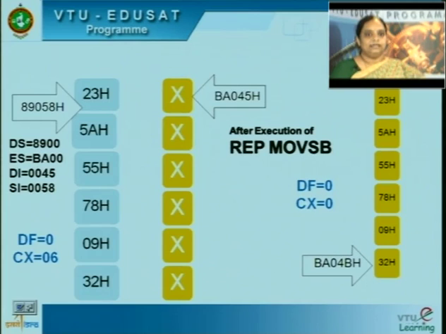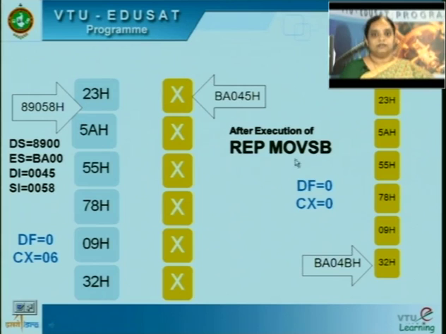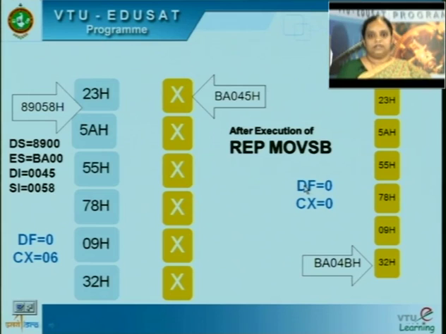So finally, the registers that are affected by MOVSB are SI and DI. Whenever you have this move string byte, the SI and DI are incremented, provided DF is equal to 0. And what about CX? CX is not affected by MOVS, rather CX is affected by repeat. What about DF? DF should be set before you execute the MOVSB instruction.